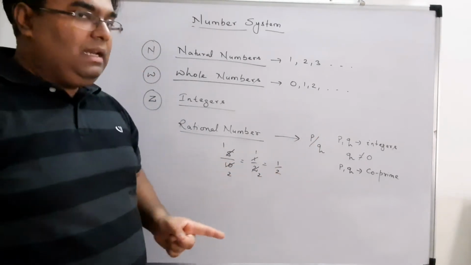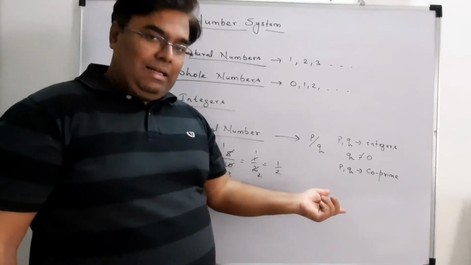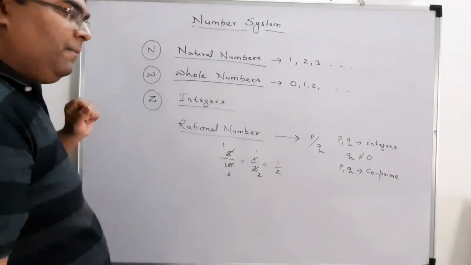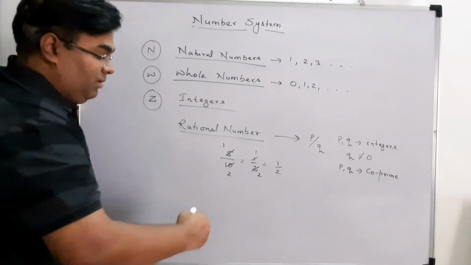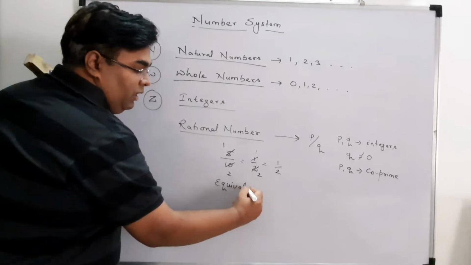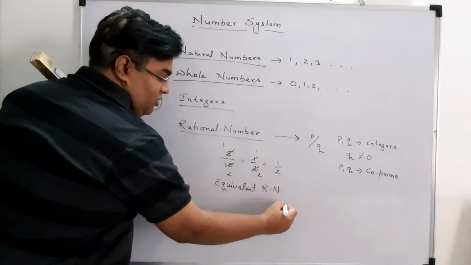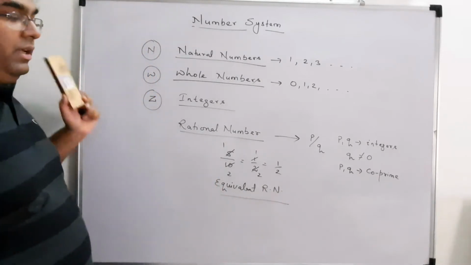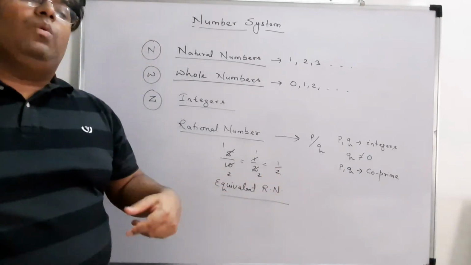So 5 by 10 is not a rational number in standard form, but 1 by 2 is a rational number. So what is 5 by 10? 5 by 10 is basically an equivalent rational number. They are equivalent to what? Our original rational number 1 by 2.